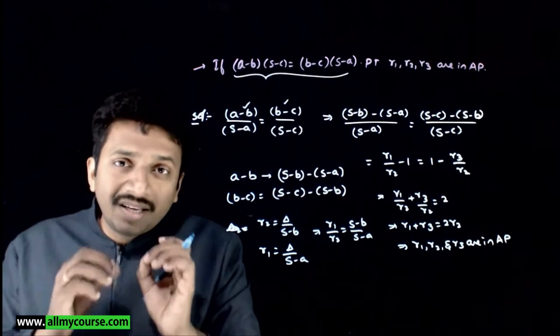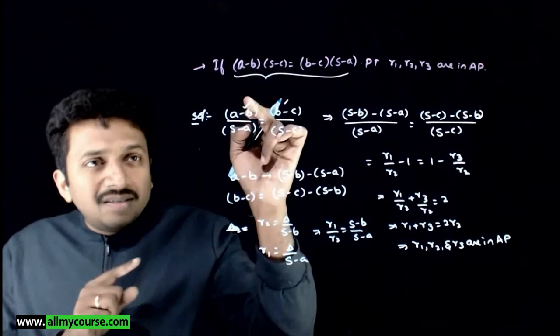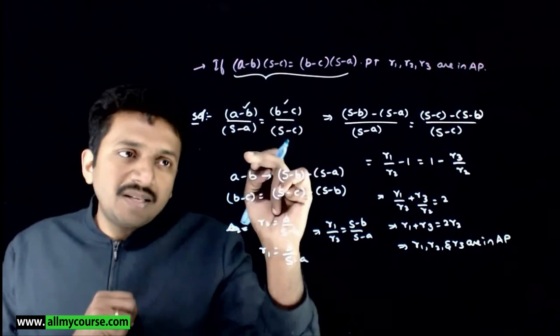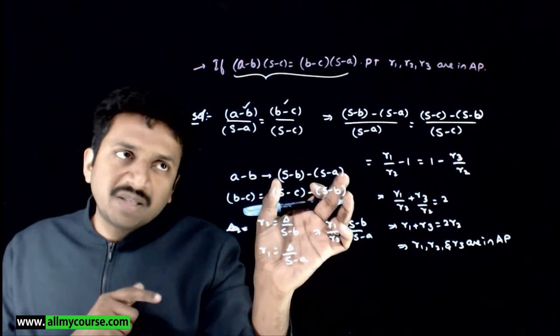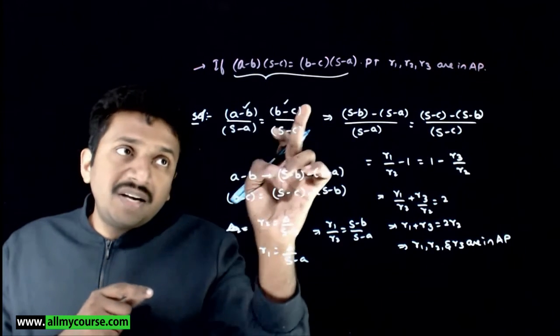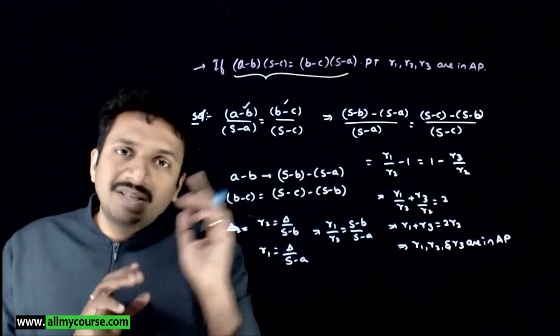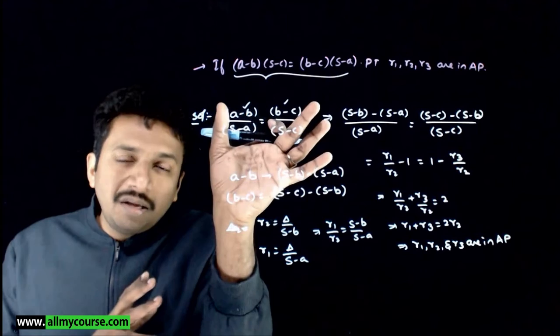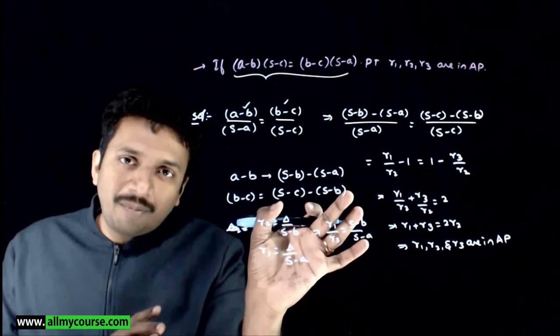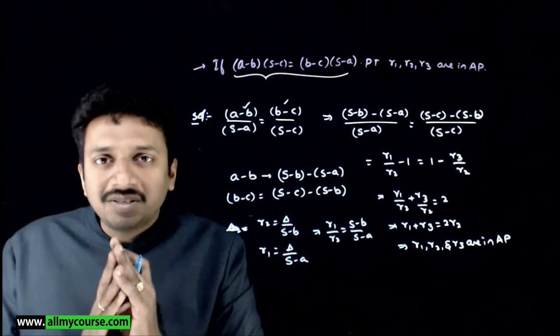So in this question, the critical thing that you need to see is this simplification. A minus b can be written as (s minus b) minus (s minus a). B minus c can be written as (s minus c) minus (s minus b). So if we can think of this manipulation, then the remaining question is quite easy.